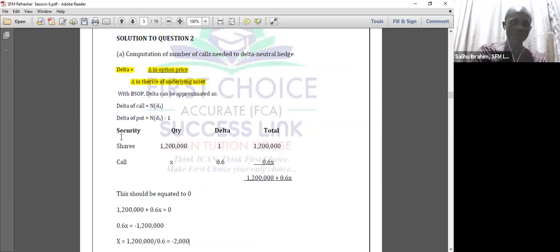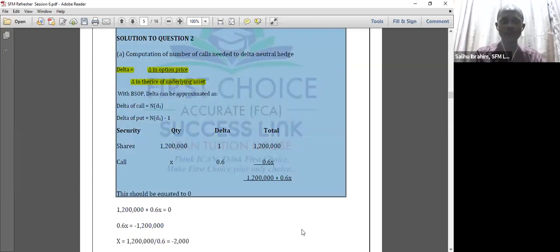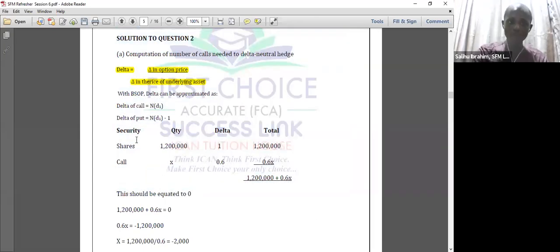You will start with your security, quantity, delta, then total. That is the format. Now, what do I want to hedge? I want to hedge shares. Isn't it? I want to hedge shares. Shares remain my underlying asset. Okay, how many quantity of the shares I want to hedge? I want to hedge 1,200,000.